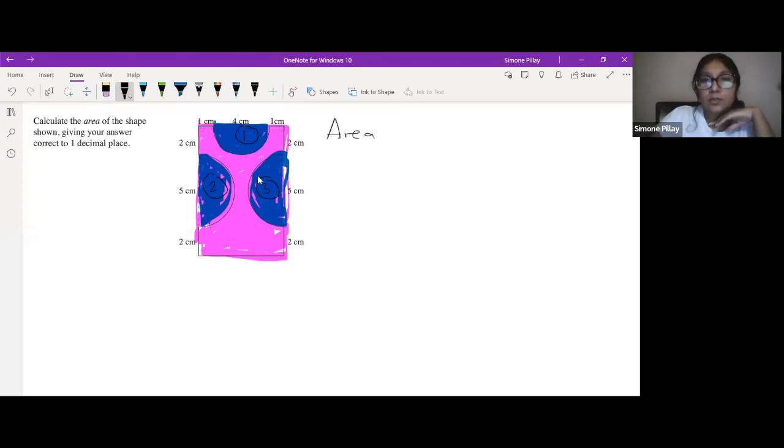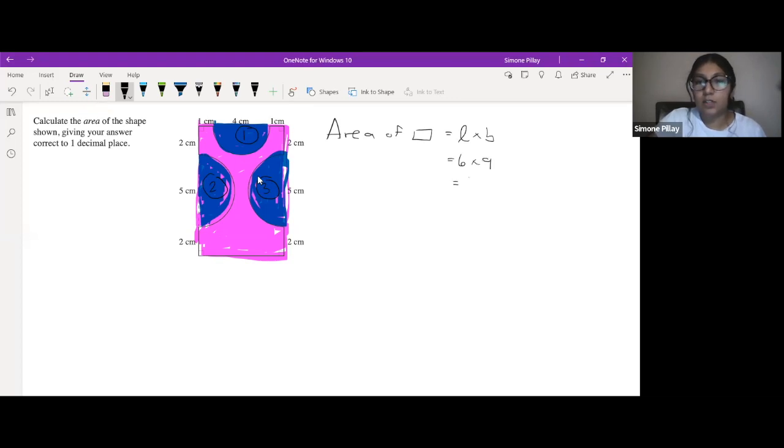I'm first going to do the area of my big rectangle, which is going to be what? Can someone tell me what the area of my big rectangle is? Thank you, Theo. Theo, are you helping me or do you have a question? I'm going to help you, ma'am. Can you tell me what's the area of my big rectangle? So ma'am, it is length times breadth, and then it's 6 times 9, and then you get 54, ma'am.